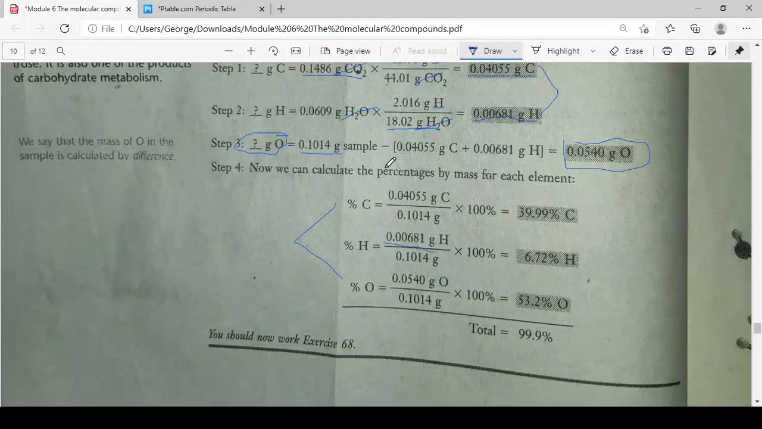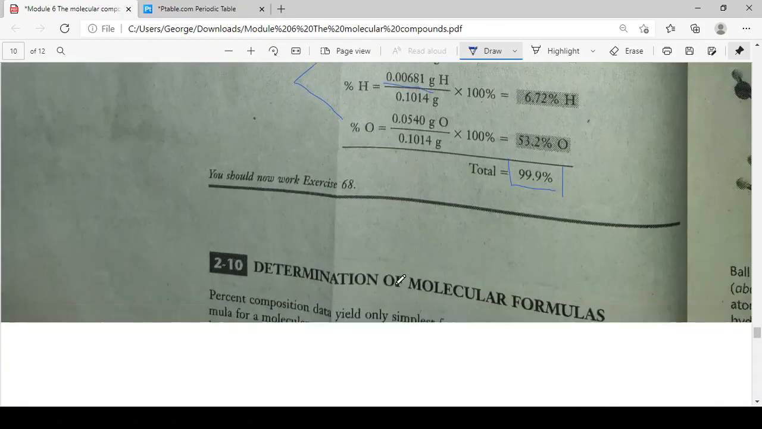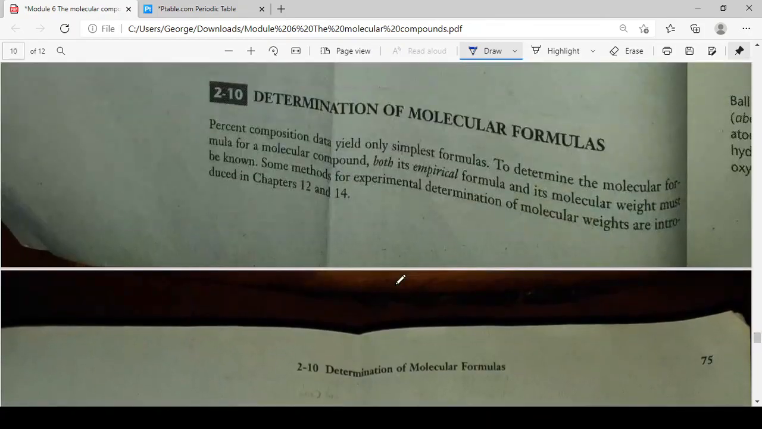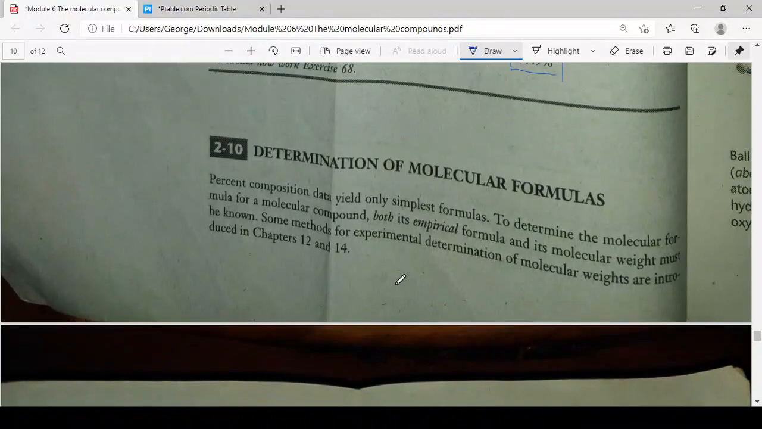With step 3, we subtracted the carbon and hydrogen, so what is left is oxygen. Divided by 0.1014 grams times 100 is equal to 3.2. And you have your grand total of 99.9%. Again, sometimes you will have a total answer of 100.1 or 99.9%. That is an acceptable range, and 99.9 and 100.1 are still considered correct. So don't worry if you don't get exactly 100. It is okay to have 99.9 or 100.1.